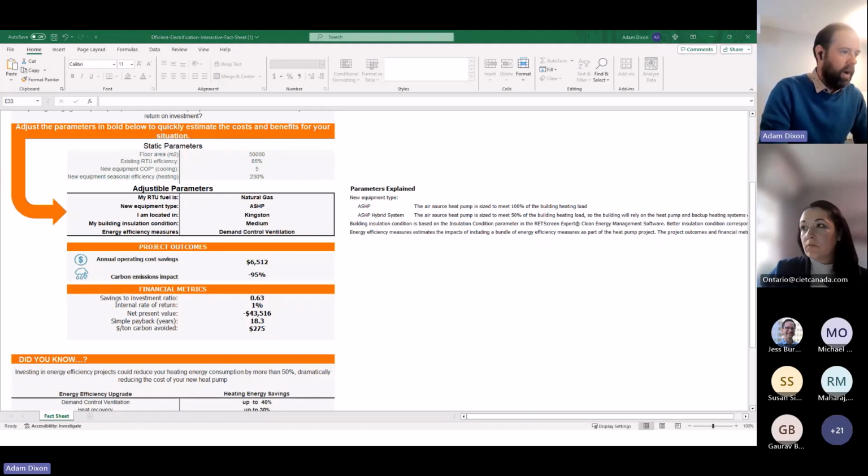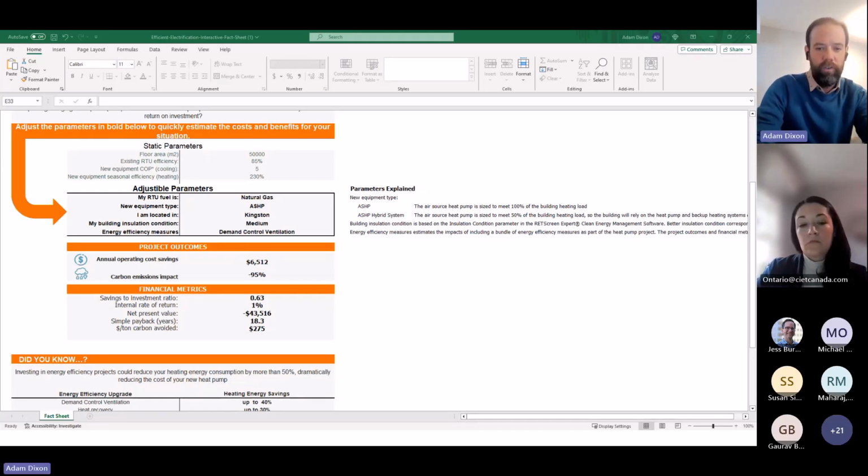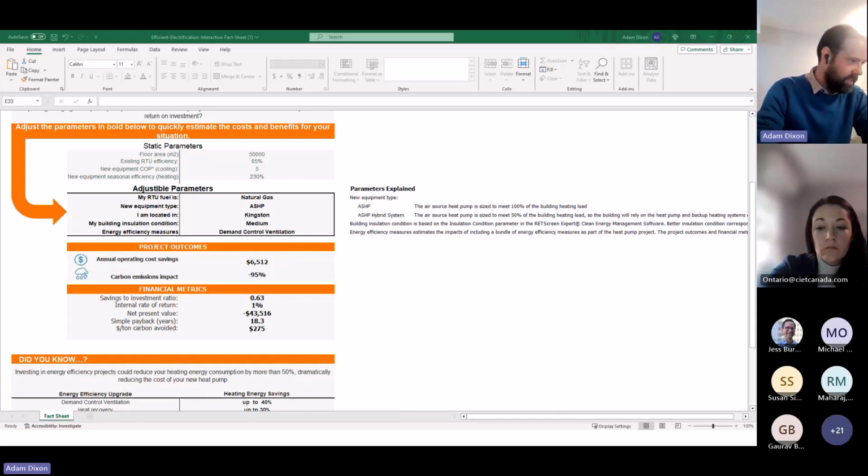So now our annual operating cost savings jumps to just over $6,500. Our carbon emissions, we've now reduced even further. Our savings to investment ratio is still below 1, so we're still technically losing money on this project. But again, if your goal is net zero or something like that, you may need to go ahead with projects that aren't necessarily as viable. Our internal rate of return, now we've switched. This one is positive. We have 1%, but still not great. Ideally, you want to see a little bit better return on your investment here.